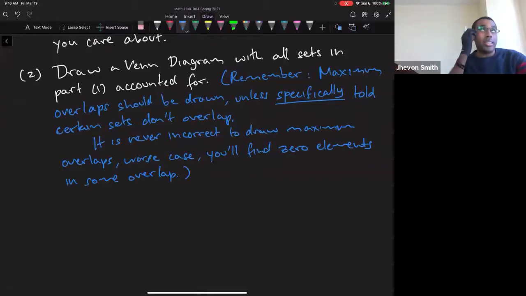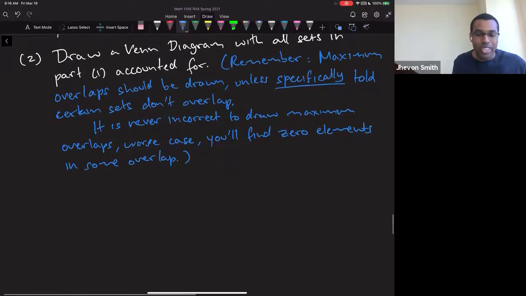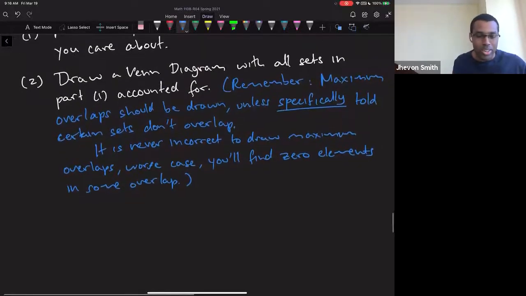So if you don't want to have to worry, should I draw this as an overlap or not? Just draw it with an overlap. It's better that you have an extra overlap than you not have an overlap when you need one.